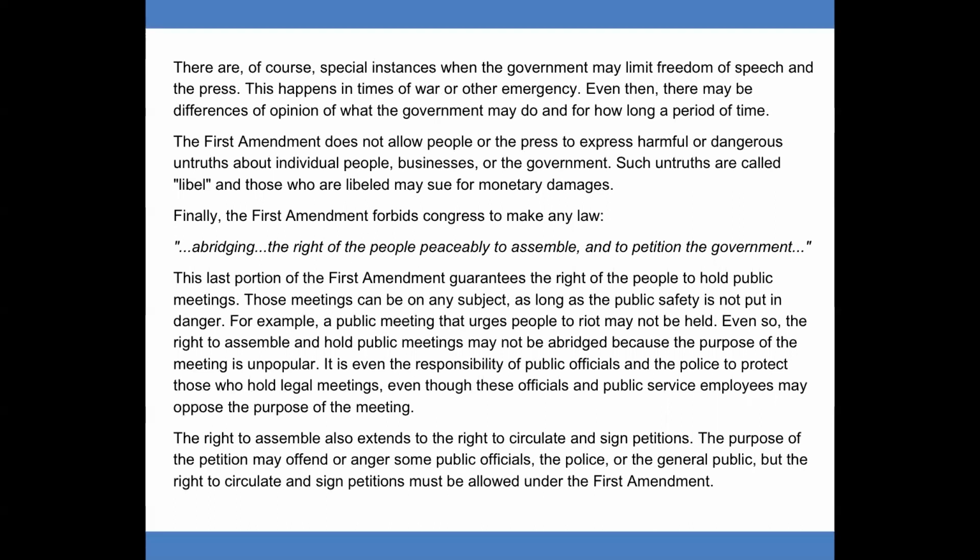Even so, the right to assemble and hold public meetings may not be abridged because the purpose of the meeting is unpopular. It is even the responsibility of public officials and the police to protect those who hold legal meetings, even though these officials and public service employees may oppose the purpose of the meeting. The right to assemble also extends to the right to circulate and sign petitions. The purpose of the petition may offend or anger some public officials, the police, or the general public, but the right to circulate and sign petitions must be allowed under the First Amendment.